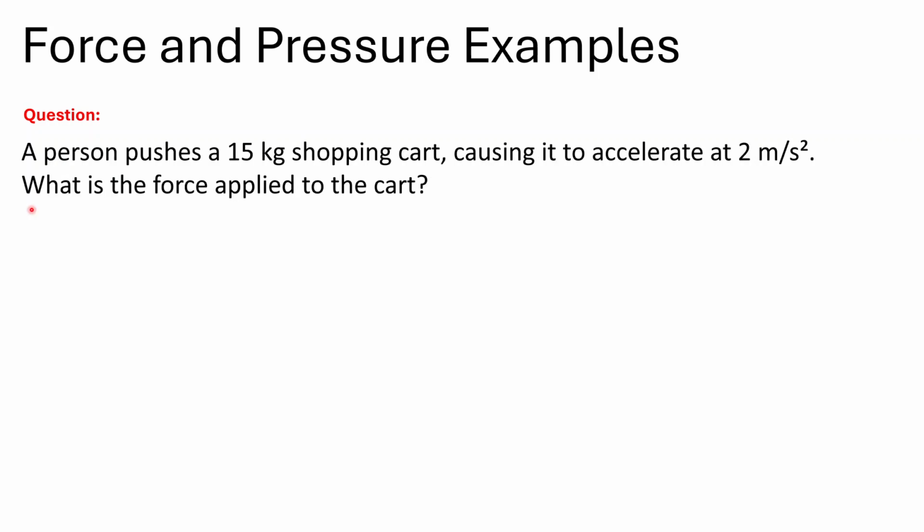Next question: a person pushes a 15 kilogram shopping cart, causing it to accelerate at 2 meters per second squared. What is the force applied to the cart? Answer: we have to use the formula F equals ma. So the force equals the mass of the cart, which is 15 kilograms, times the acceleration, which is 2 meters per second squared. So the final answer is 30 newtons.